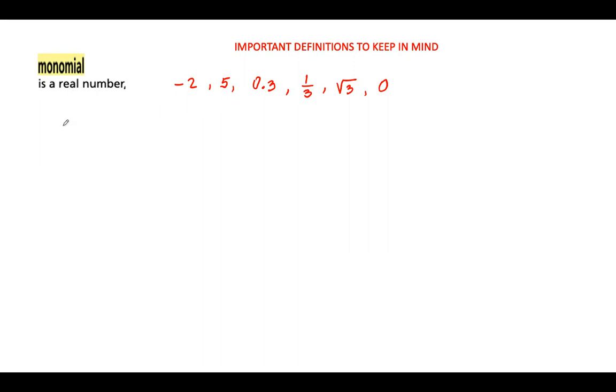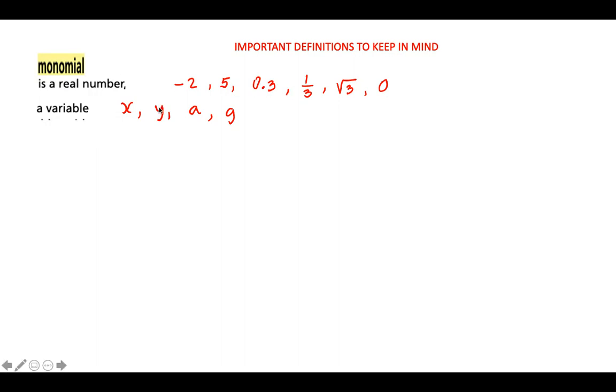Okay, so it could also be a variable, and a variable is basically a letter representing a number. So it could be something like x, or maybe y, a, g, any letter representing a number. So each one of those is an example of a monomial. Each one of these is also an example of a monomial.